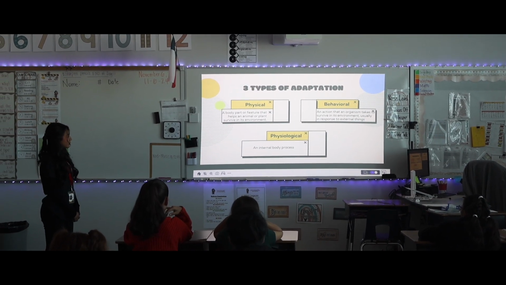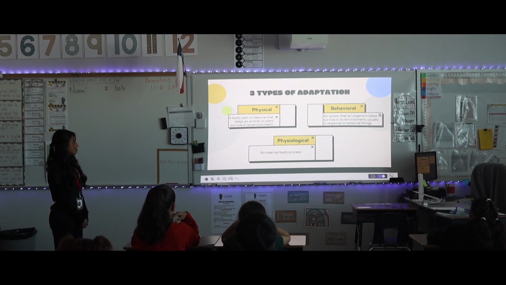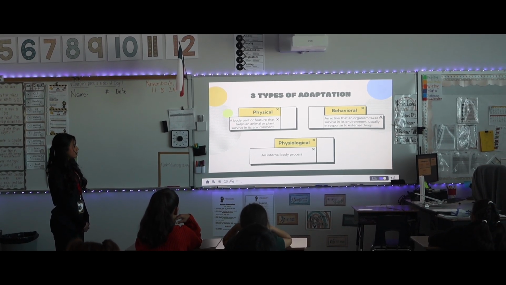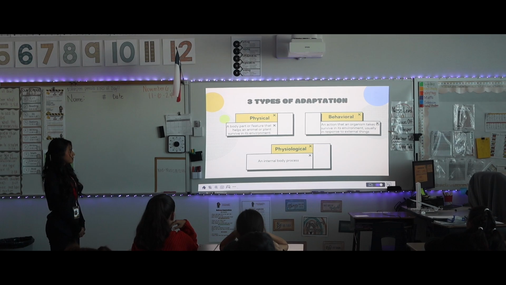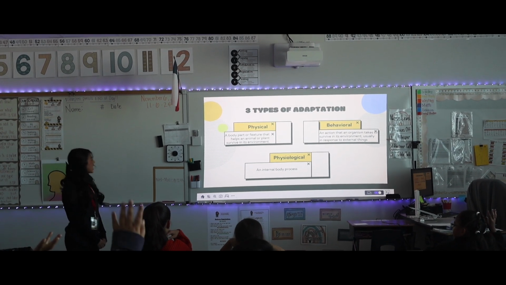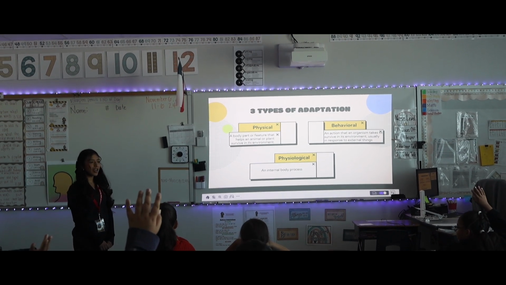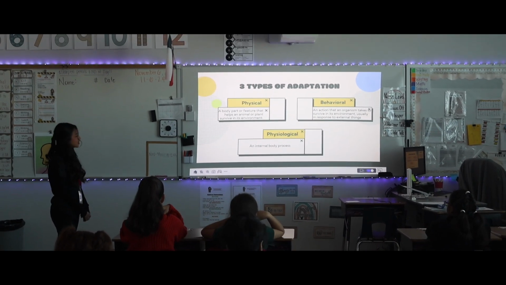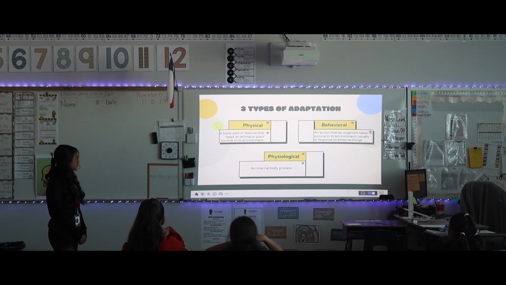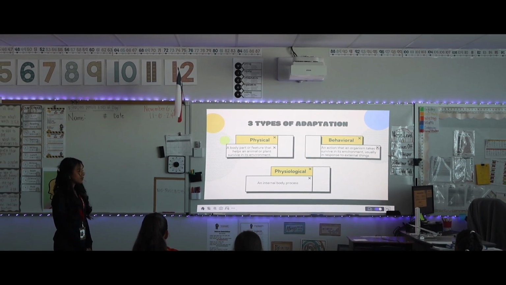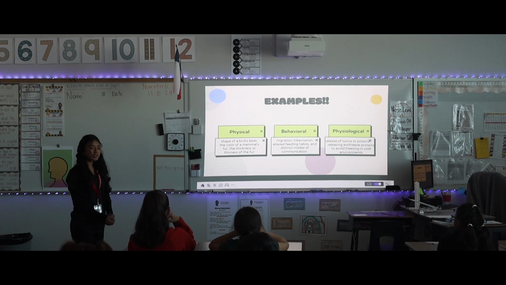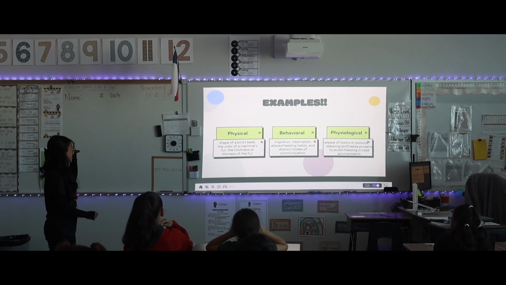An action that an organism takes to survive in its environment, usually in response to external stimuli. Good job. And then can I have Sebastian read me physical or physiological? An internal body process. Good job. Okay, so here are some examples of all 3 types, okay?